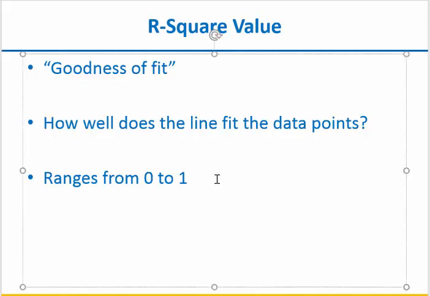So typically, if you have an R squared value bigger than 0.75, then normally you would consider there is a strong correlation.